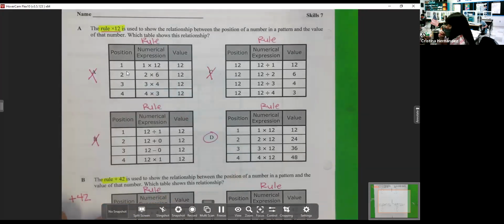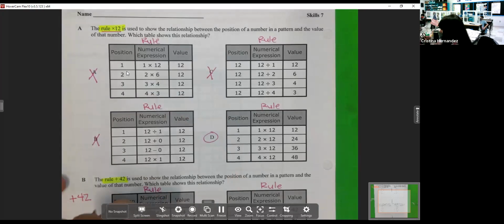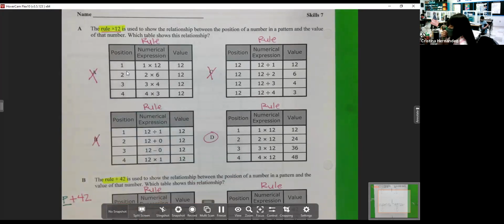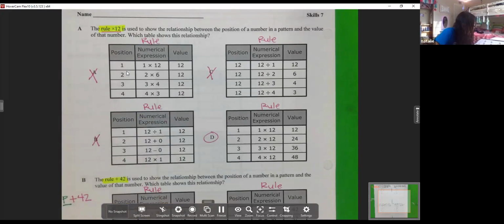So the position's going to be over here. Let me change my color here. Position is over here, of the number and the value. Which relationship shows the relationship? Okay, so which one has plus 42 in it? This is a trick question because there are two that have plus 42 in it.